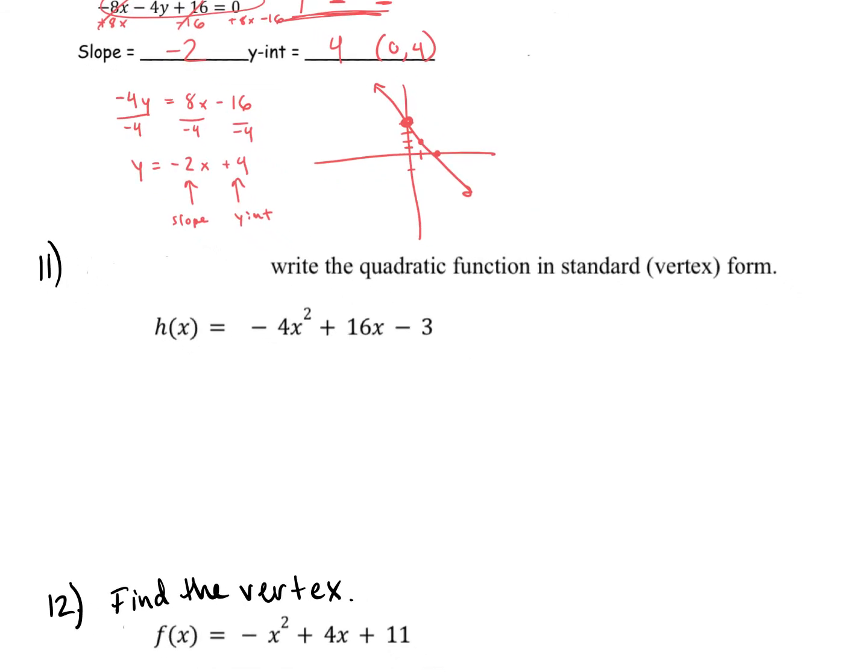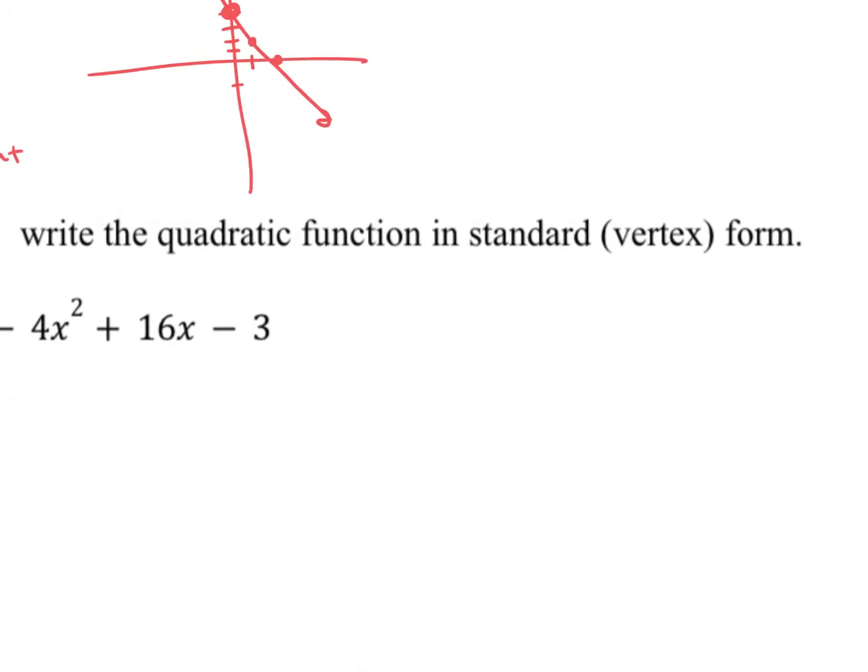All right, 11. Write the quadratic function in vertex form. So our vertex form is y is equal to a times x minus h squared plus k. How can I get my equation here to look like vertex form? What do I need to do? We would complete the square.